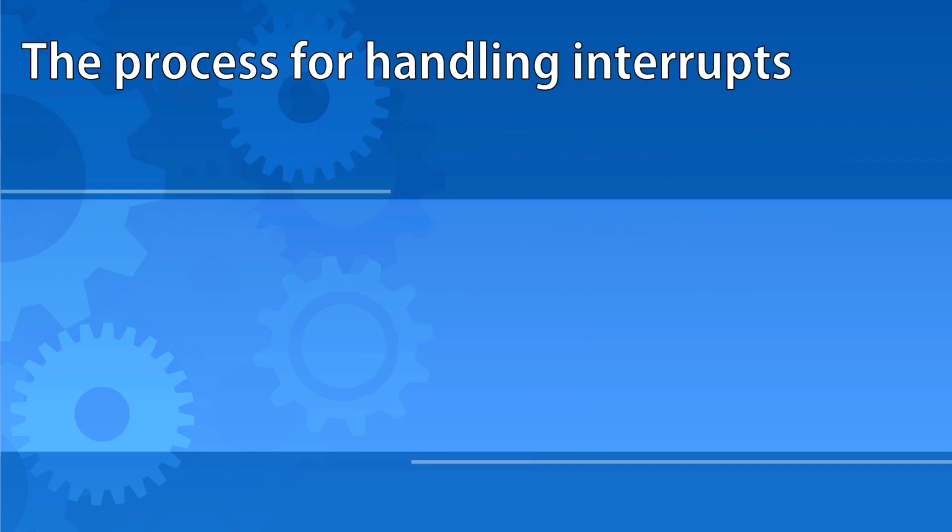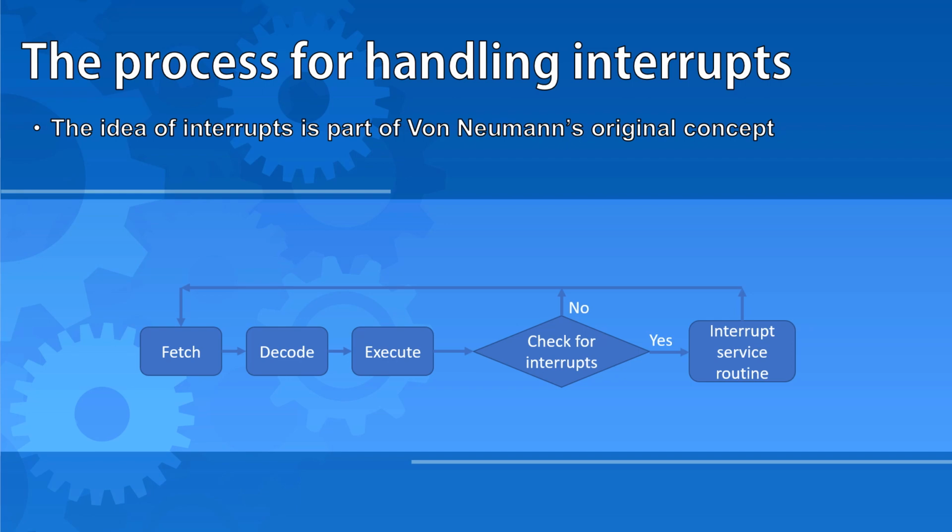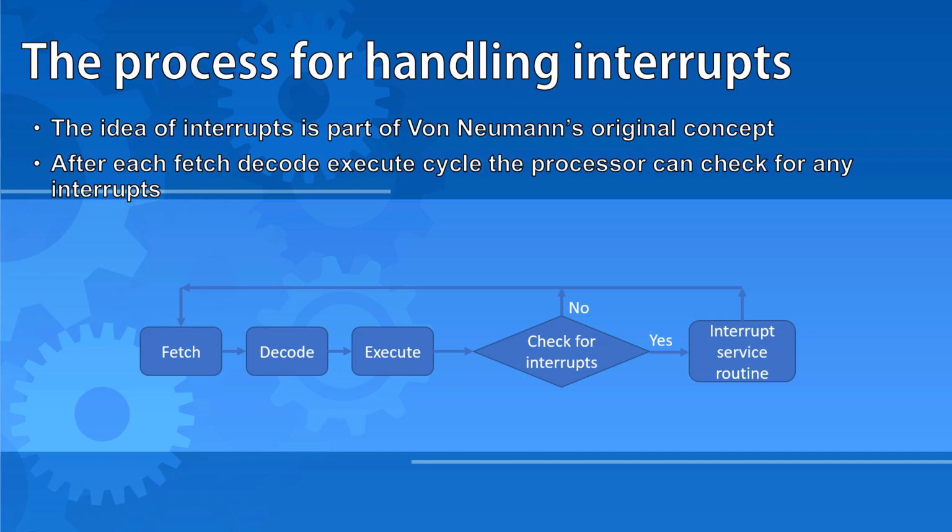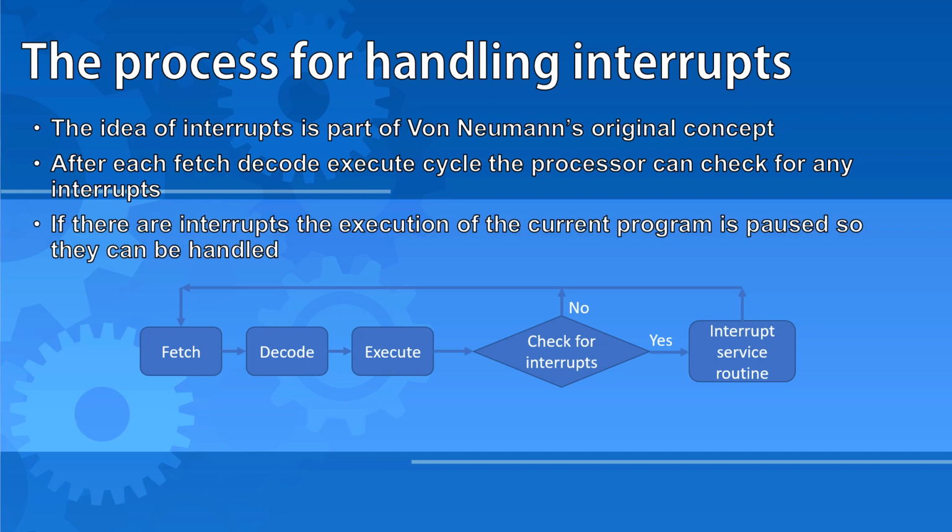The idea for the processor to be able to handle interrupts is part of von Neumann's original concept. After each fetch decode execute cycle, the processor can check for any interrupts. If there are any interrupts, the execution of the current program is paused so that they can be handled. Let's take a look at that process in more detail now.